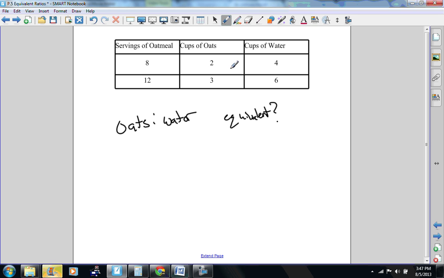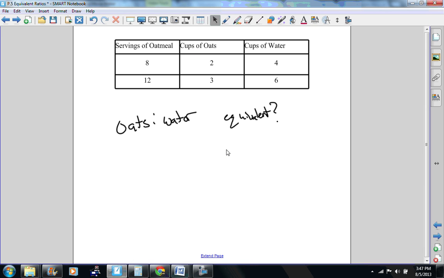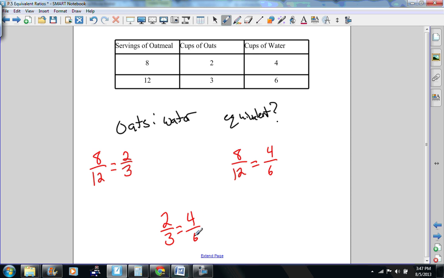So I want to know if any of these ratios are equivalent to each other. So the way to set this up is you go 8/12 is equal to 2/3. And then 8/12 is equal to 4/6. And 2/3 is equal to 4/6. And then we did cross multiplication for all three of these and see if they work.